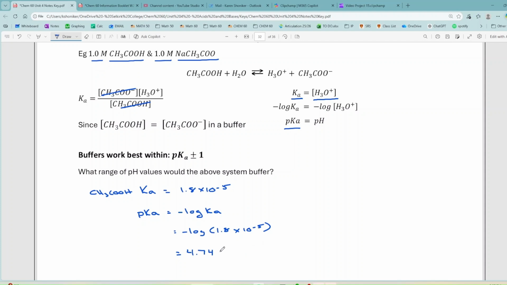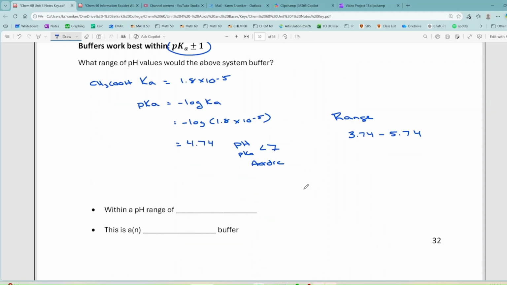So now this is going to be an acidic buffer because it has a pH less than 7. Since pH or pKa, either one, is less than 7, this is going to be an acidic buffer. And the range of pHs that it would buffer is going to be plus or minus 1. So it's going to go from 3.74 to 5.74, the range that this buffer would work in.